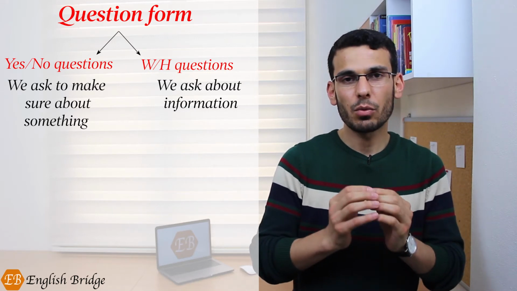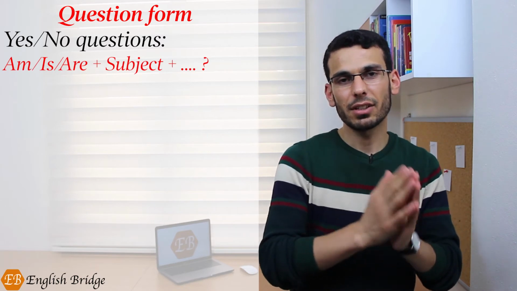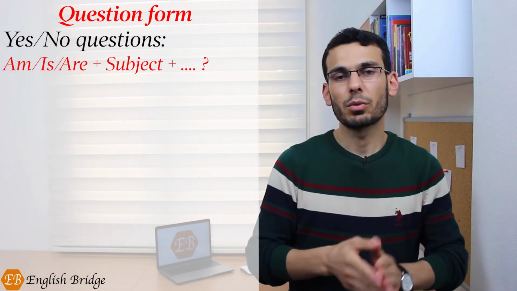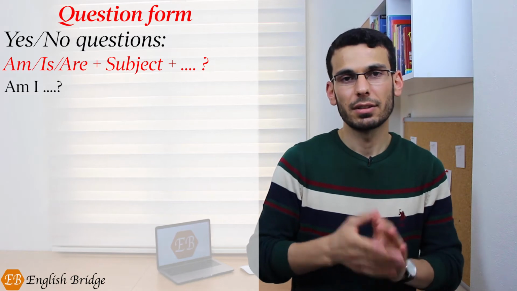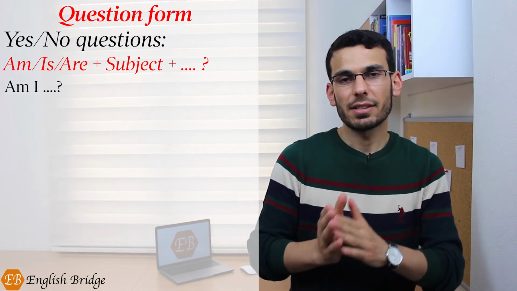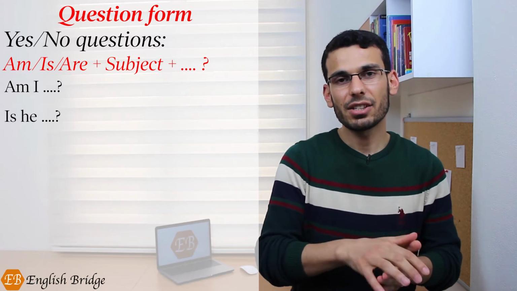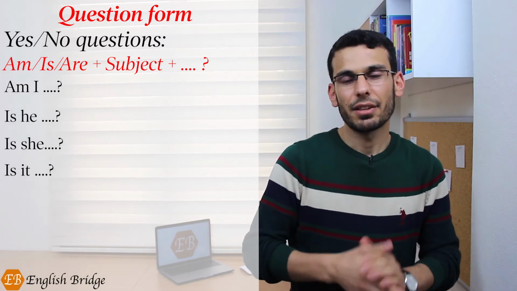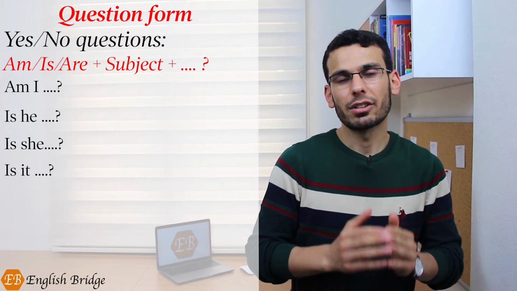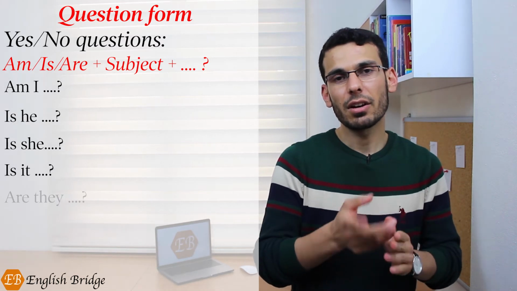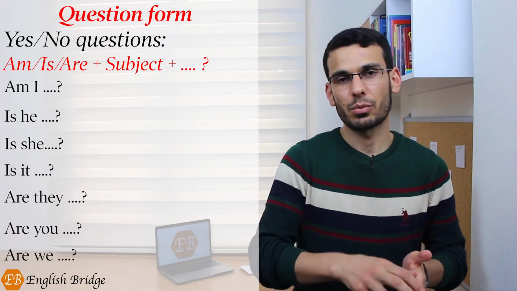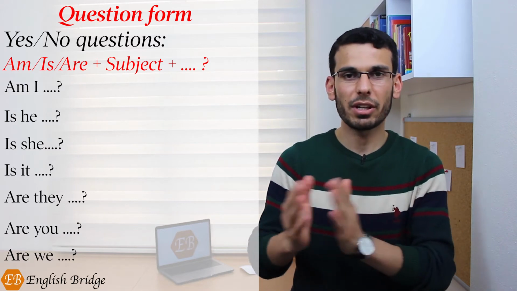Now let's look at how we make a question using yes-no questions. To make a question using am, is, are, we just change the places of the subject and the verb. So instead of saying "I am," to make a question we say "am I?" "He is, she is, it is," we say "is he, is she, is it?" Then we have "they are, you are, we are," we say "are they, are you, are we?" So in this way we will make questions.